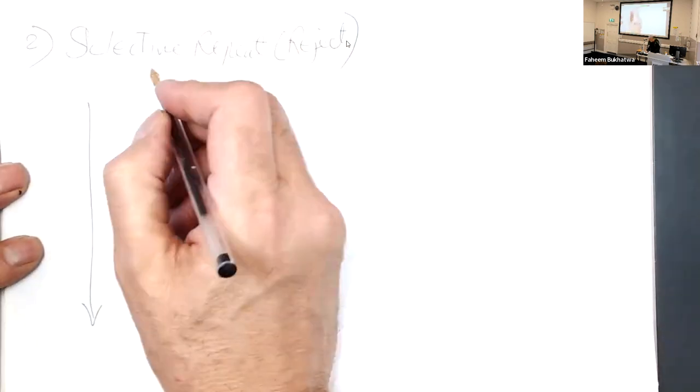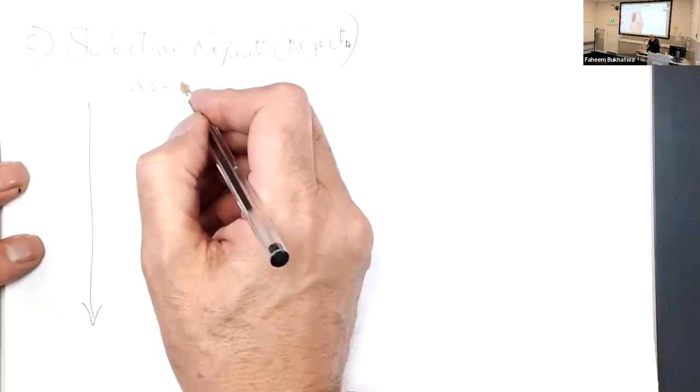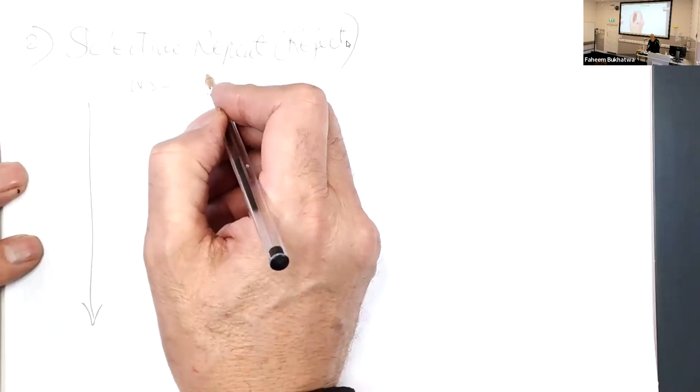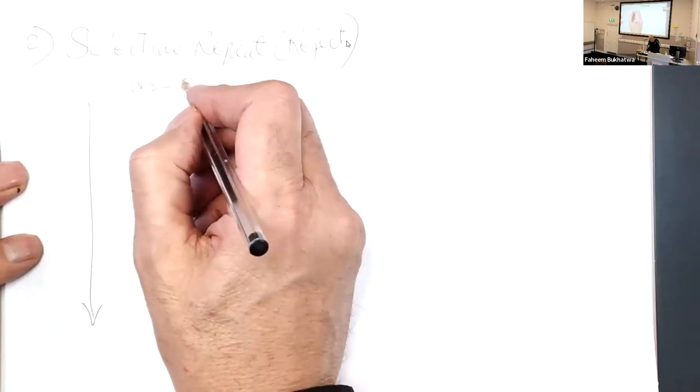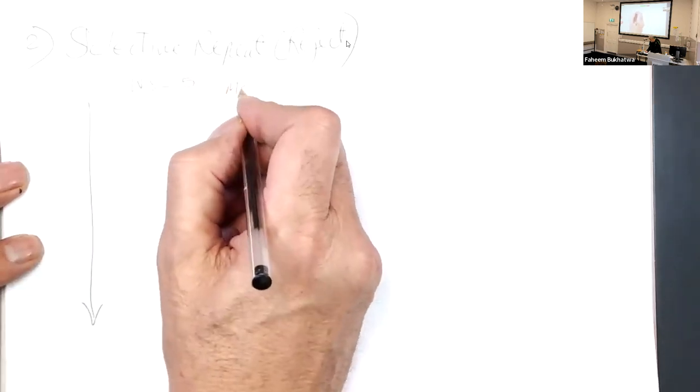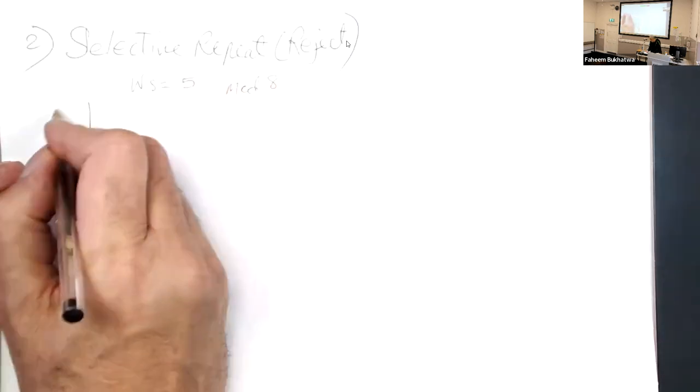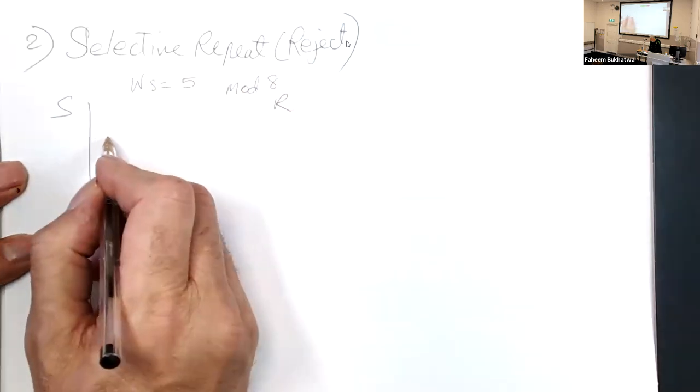This is the selective reject. What window size shall we use? Any suggestions? How about 5? And modulo 8. This is the sender, this is the receiver.